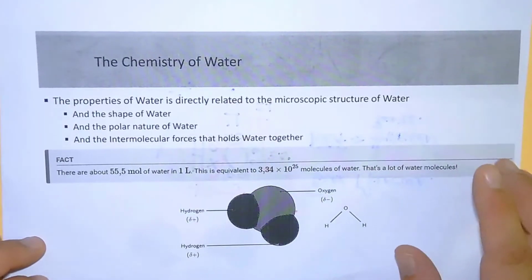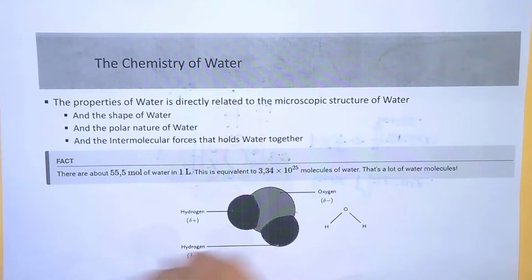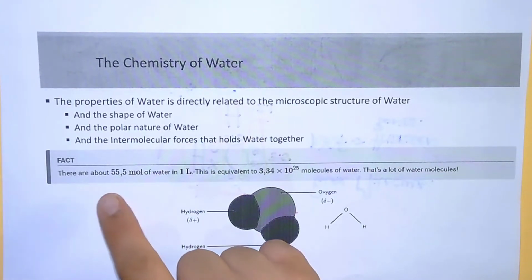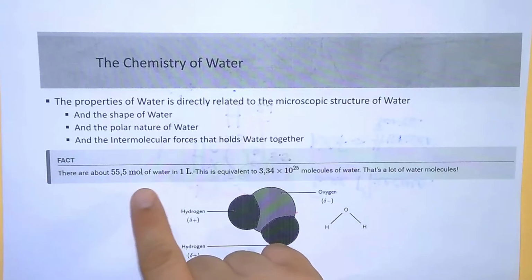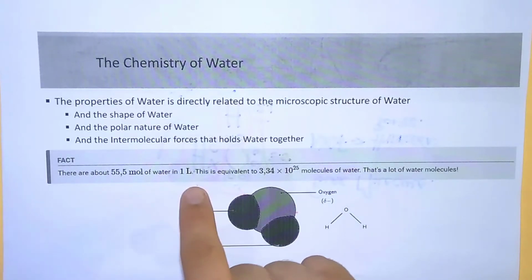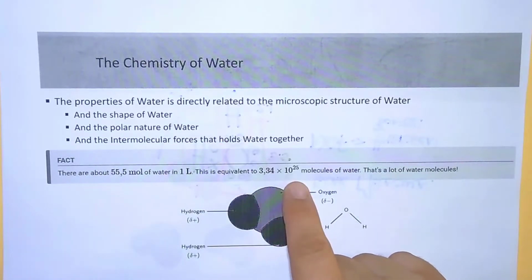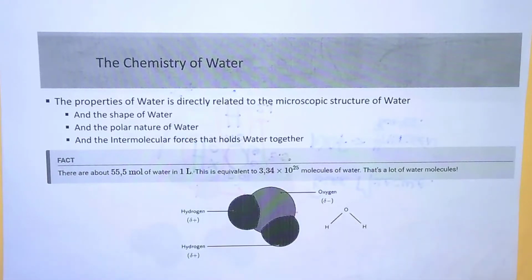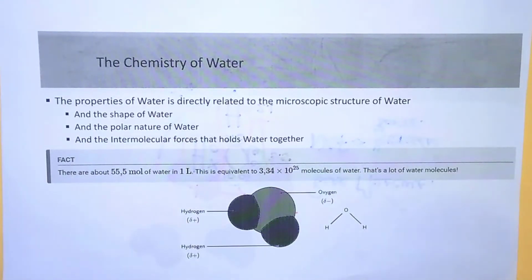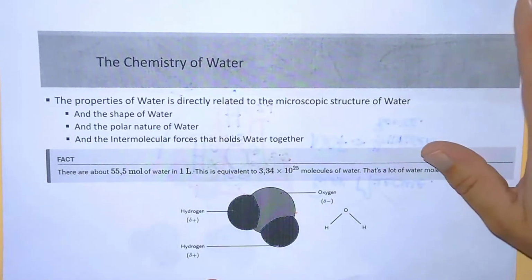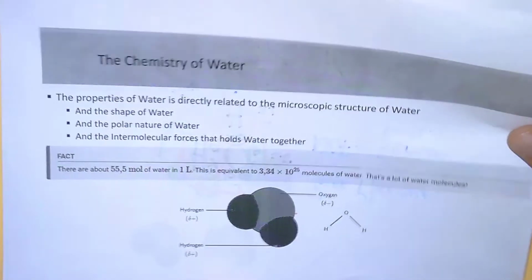Okay, so if we take a look then at the water molecule and a couple of its properties, there's about 55.5 moles of water in 1 liter of water. Now this is equivalent to 3.34 times 10 to the power of 25 molecules of water. That's a massive amount of water in a very small volume. The water molecule is incredibly small, and because it's incredibly small and polar, it can surround anything that's dissolved in it, which makes it a wonderful universal solvent.